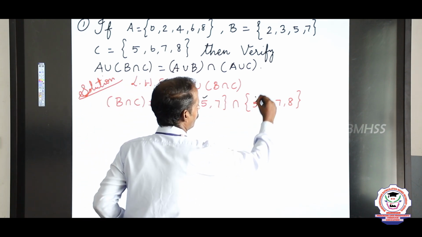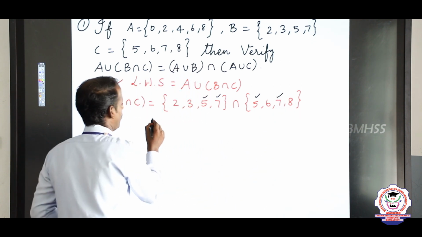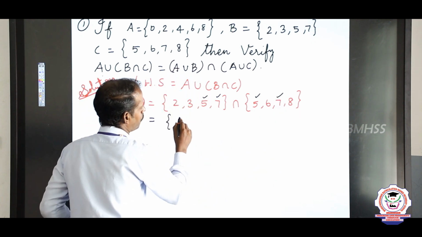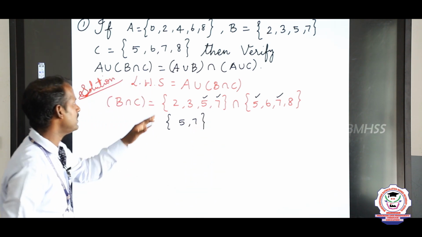Next 7. So 7 is a common element. So 2 elements are common, here 5 and 7. That's it. Next part is LHS.